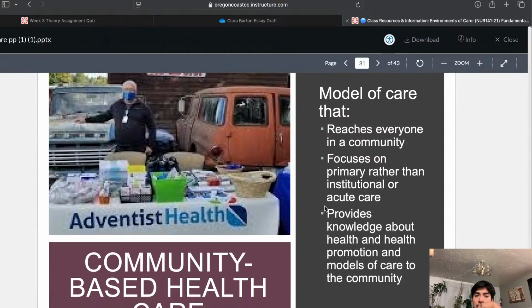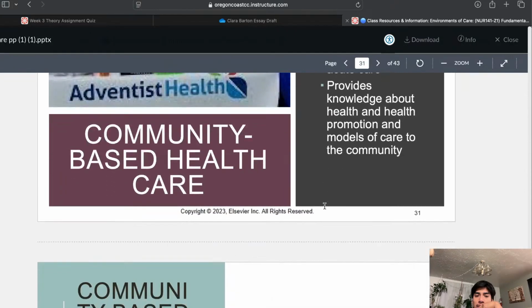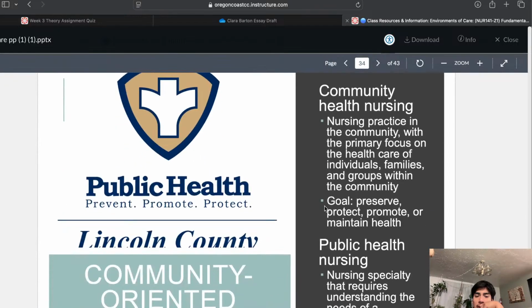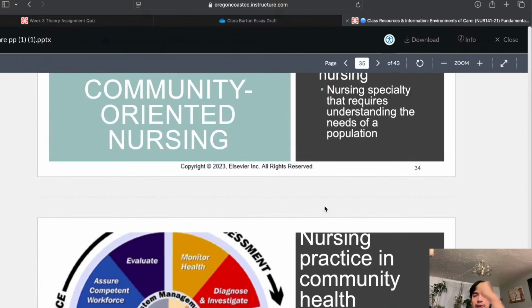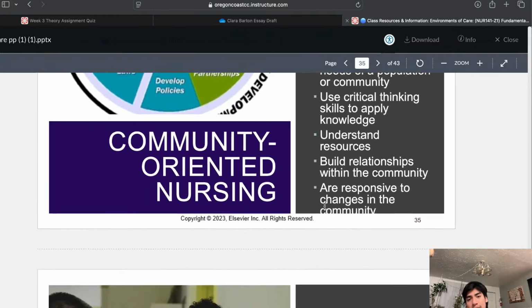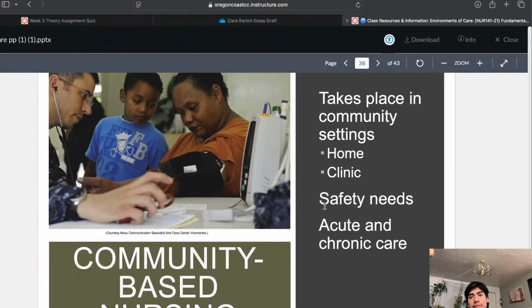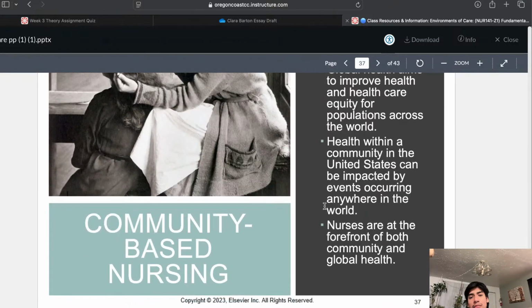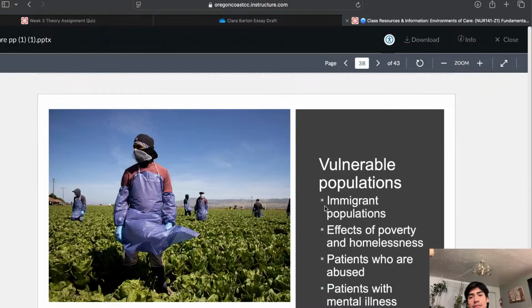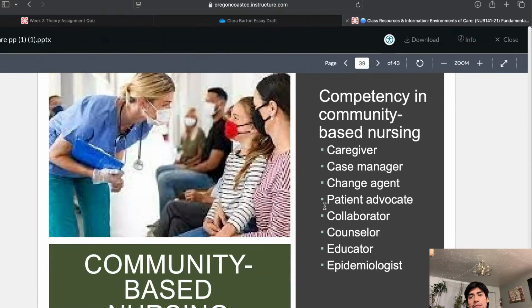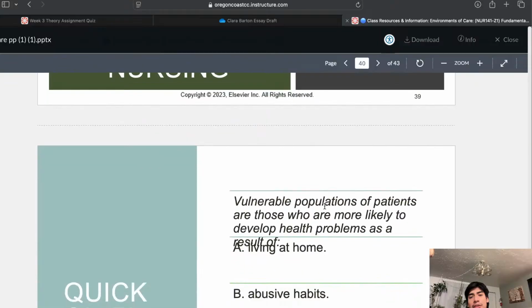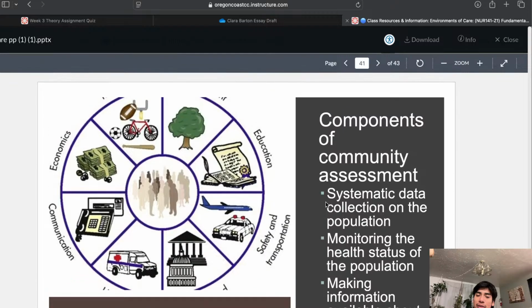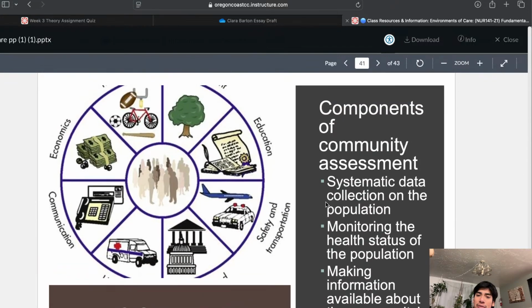Community-based nursing, get out there. All these, this is kind of just review, so I'm just looking at it pretty quick in case there's anything we're missing. Yeah, so this is everything we talked about, which is good. That means that the things I highlighted and went over more in depth were the stuff that we were supposed to.